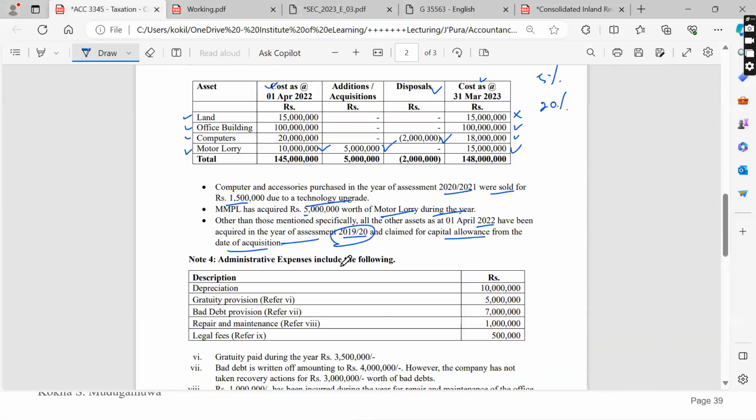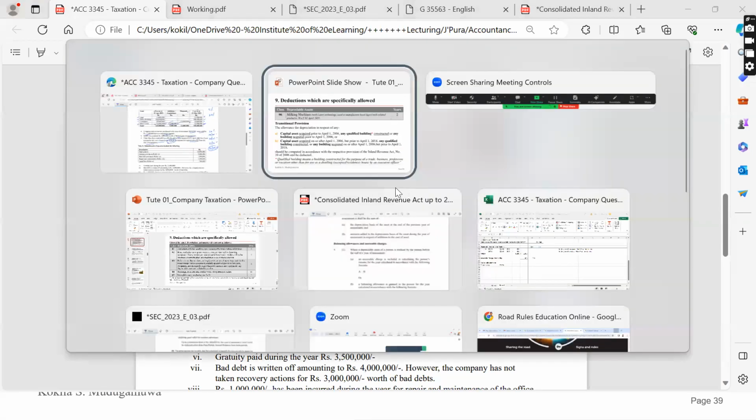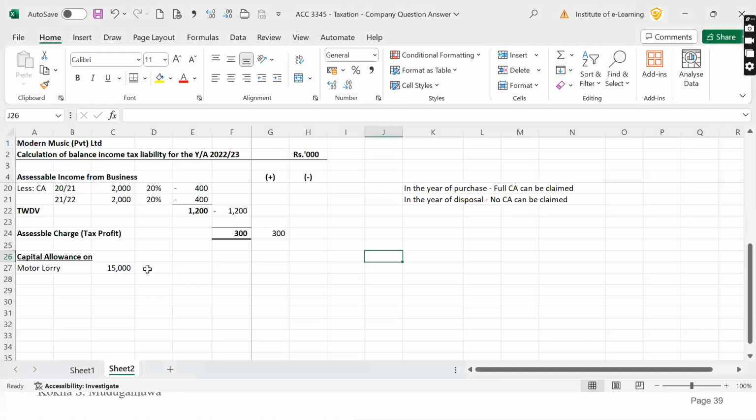Let's look first at the motor lorry. For the motor lorry, we have 10,000 which is purchased. What is the rate? 20%, 20% for the motor lorry. They purchased it in 19/20 for this 10,000. In 20/21 again 20%, and 21/22 again 20%. We are in 22/23, again we can get this, for the purchase year also we can get. Then altogether on 15,000 we can get 20%, no worries.